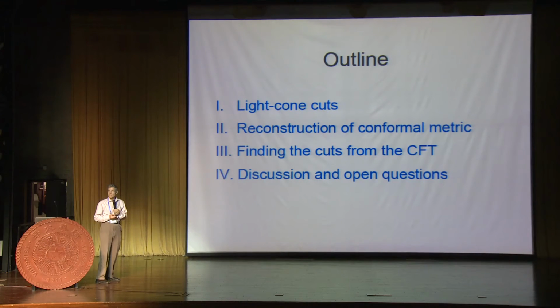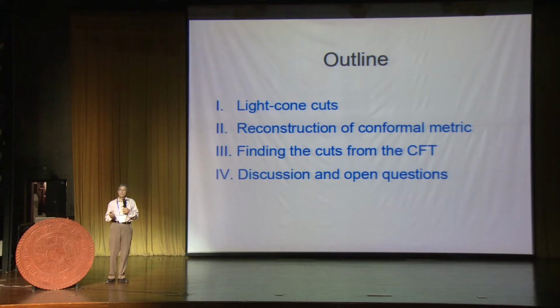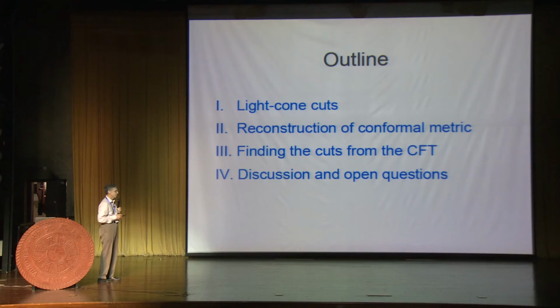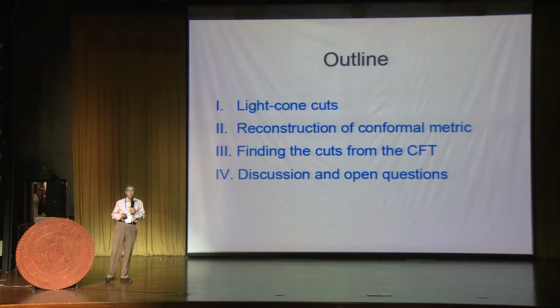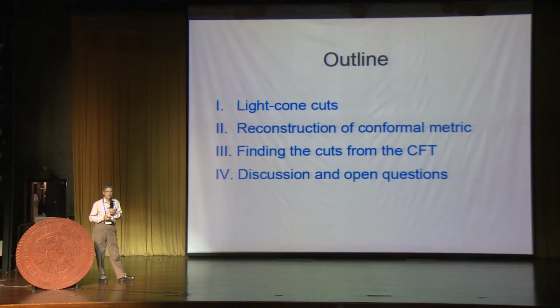So the outline for this talk is that I'm going to begin by defining these light cone cuts more precisely and describing some of their properties. Then I'll show you how you can reconstruct the conformal metric. That's the metric up to an overall constant at each point, just from the location of these light cone cuts. Then I'll complete the story by telling you how you can determine these light cone cuts entirely from the dual field theory without knowing anything about the bulk. And finally, I'll conclude with some discussion and open questions, including some ideas we're working on to determine the conformal factor as well.